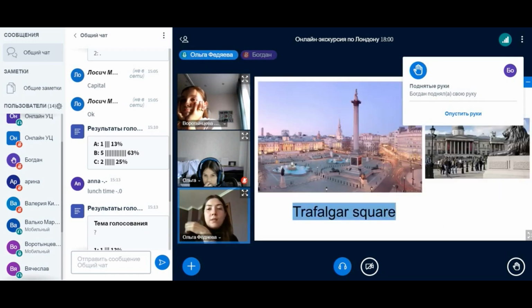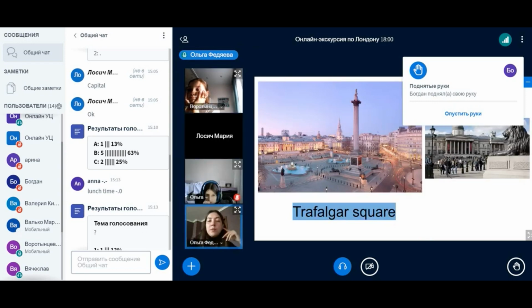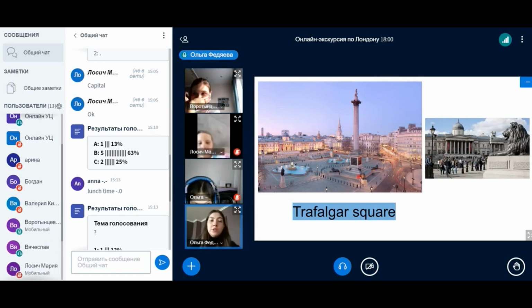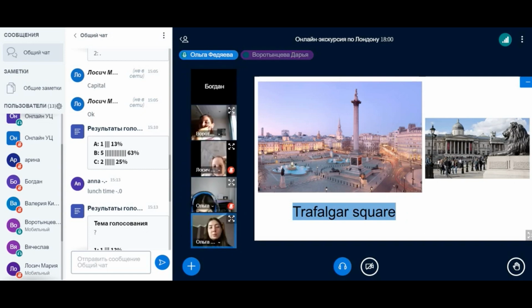And if it is daytime, you can see a lot of people. So they can take photos, they can walk around it, maybe sit and chat with their friends. So very popular.